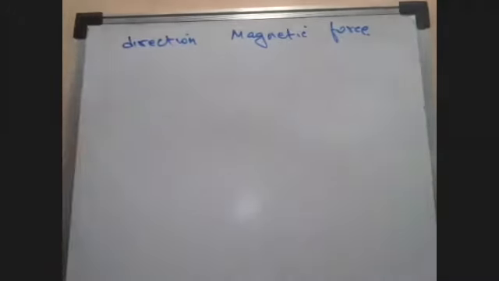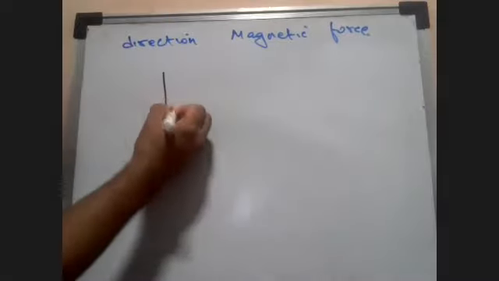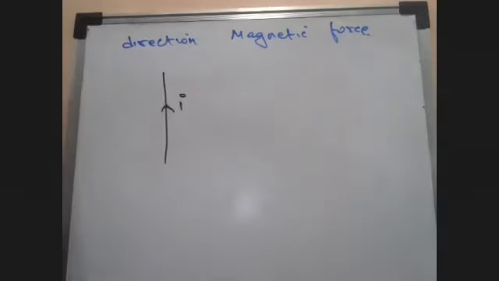So now, another question. Find the direction of the magnetic force by applying the right hand thumb rule. The question now is in this form. Let's say that there is a conductor here. It is having a current I in this direction.